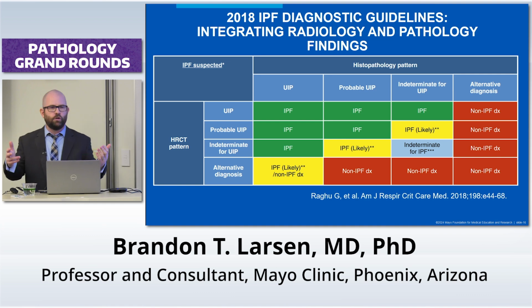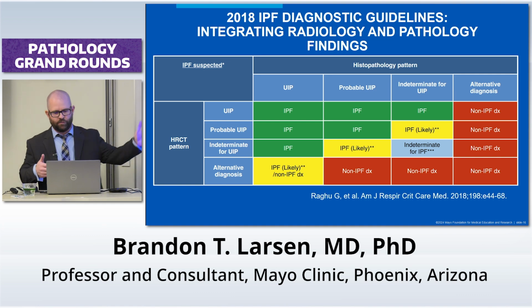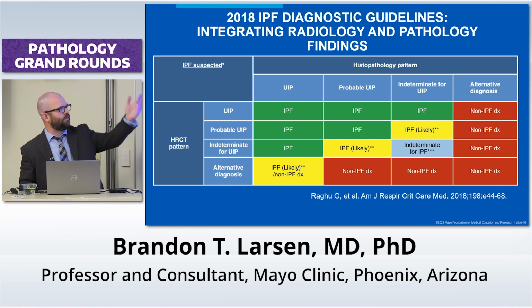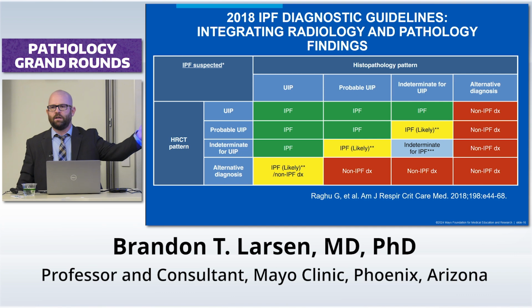And what you're supposed to do with these guidelines is take this matrix here and look at what the high-resolution CT scan shows, and then match it up with the histopathology, and then that would give you the magic answer, right? So if the high-resolution CT is probable UIP and the histopathology is definitely UIP, then that patient's going to get diagnosed with IPF.